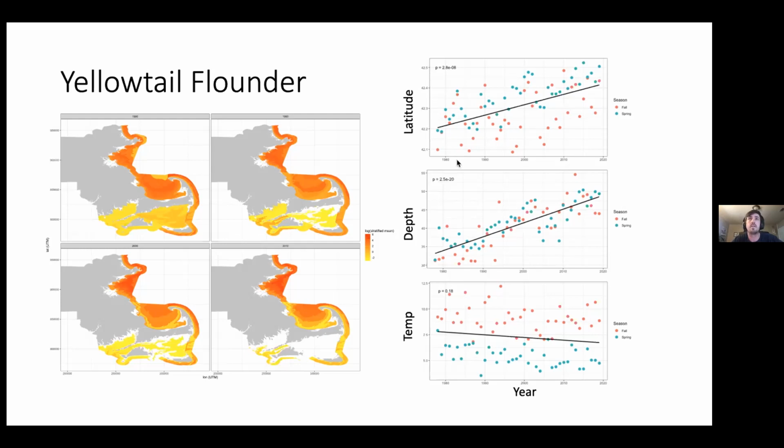Do the same thing here, looking at latitude, depth, and temperature. So here, it looks like there might be a northward shift occurring in recent years. There's a shift towards deeper water as well. And then with temperature, there's not really much of a strong relationship, which I think is interesting. The temperature doesn't seem to be changing much at what we're catching Yellowtail.